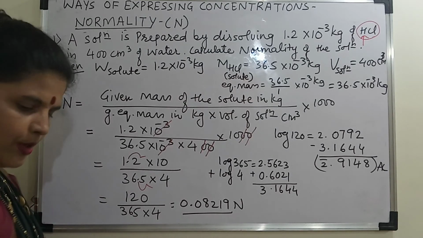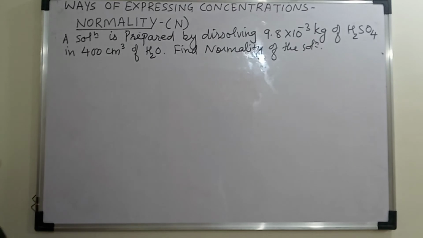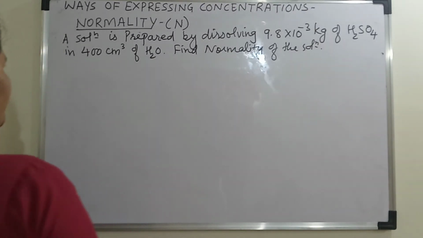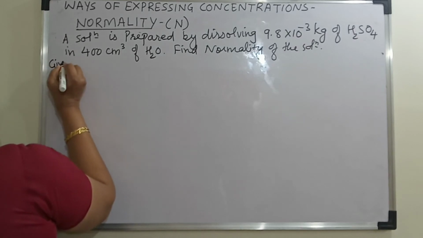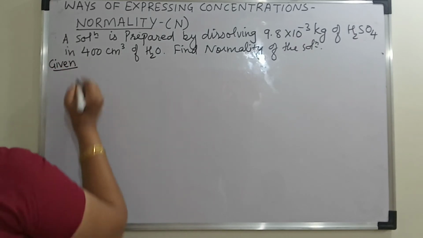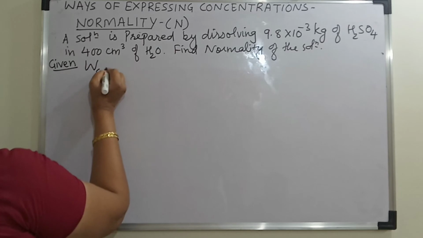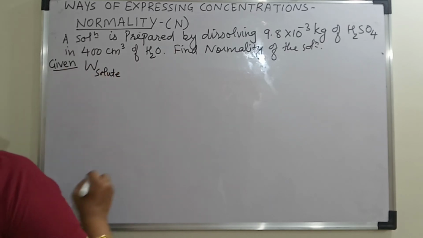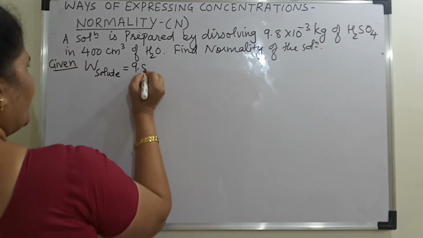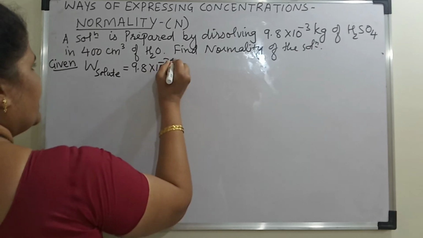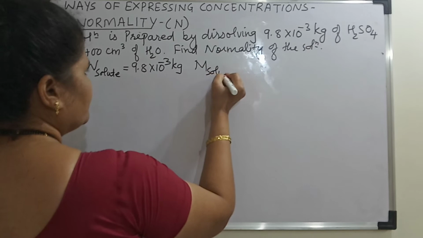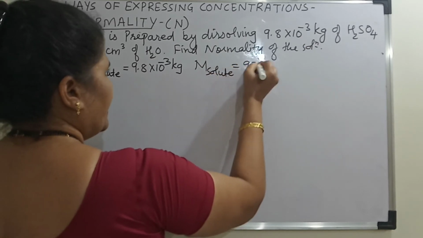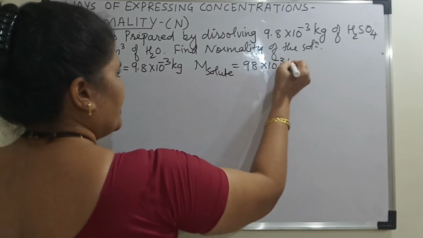Let us solve the next problem. Now let us see this problem, students. A solution is prepared by dissolving. So what is given? You can solve this along with me now. Given is the mass of solute. Here the solute is sulfuric acid. So it is 9.8 into 10 raised to minus 3 kg. Molar mass of the solute is 98 into 10 raised to minus 3 kg.